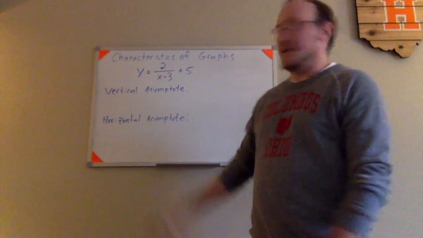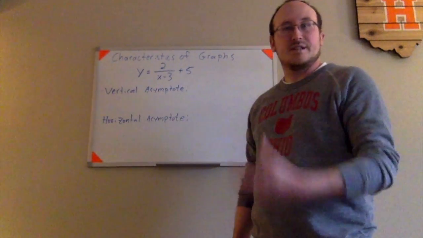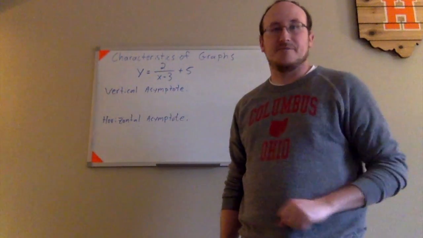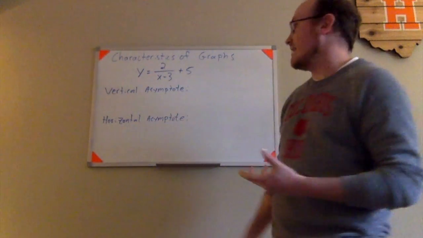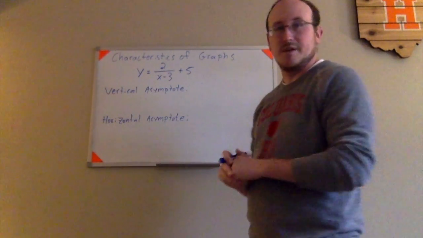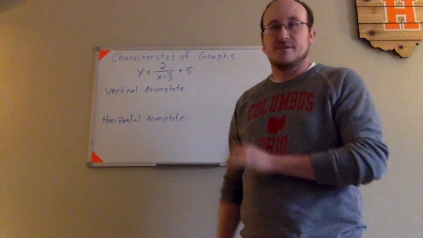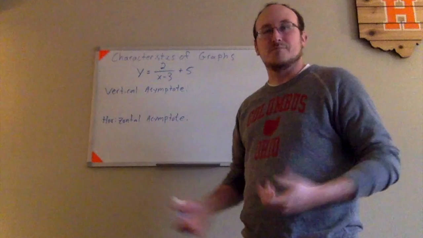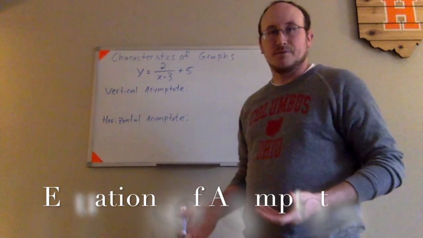Let's take a look at a function here that has had some transformations applied to the parent of the reciprocal function and see how that affects some of the characteristics of the graph. So here I have y equals 2 over the quantity x minus 3 increased by 5. That's the function that I'm looking at. And let's start off by seeing how these numbers in certain places are affecting the asymptote lines.